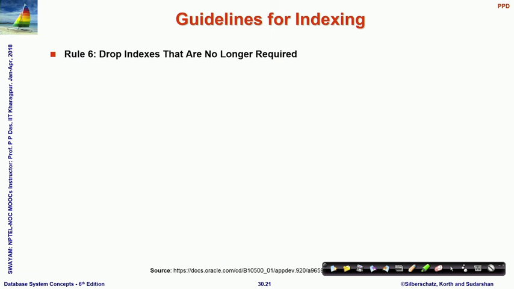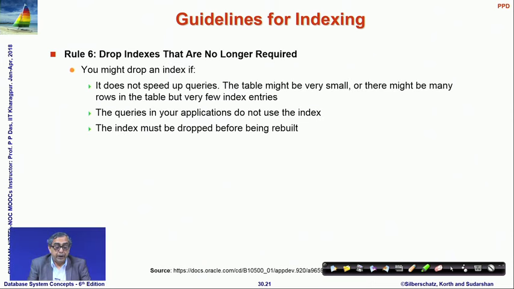The last rule, rule 6, is drop indexes that are no longer required. An index might be dropped for several reasons, for example, it simply does not speed up the queries. The table might have become too small. There might be many rows in the table, but very few index entries, right. We have seen these are not ideal. So, it may not have been the case earlier, and now it may be the case. In that case, that index should be dropped because it is not helping you.